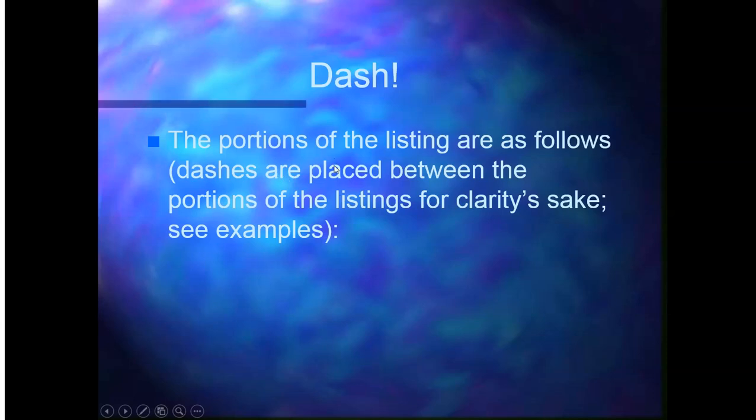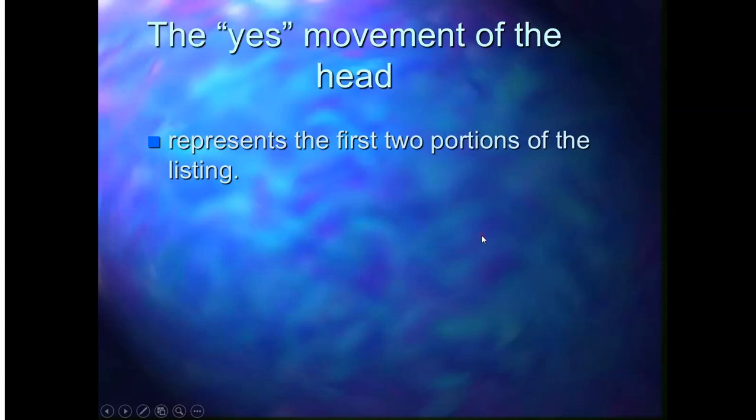So the portions of the listing, we've got dashes that we're going to put between each of the segments. So we're going to go theta x is the first part, then we'll put a dash, then we'll do theta z, and then we'll put a dash, and then we'll do theta y. I'll show you in some examples. So the very first part, and this is the key portion of the listing, is like the head moving in an up and down yes type motion. So this is the first part of the listing.